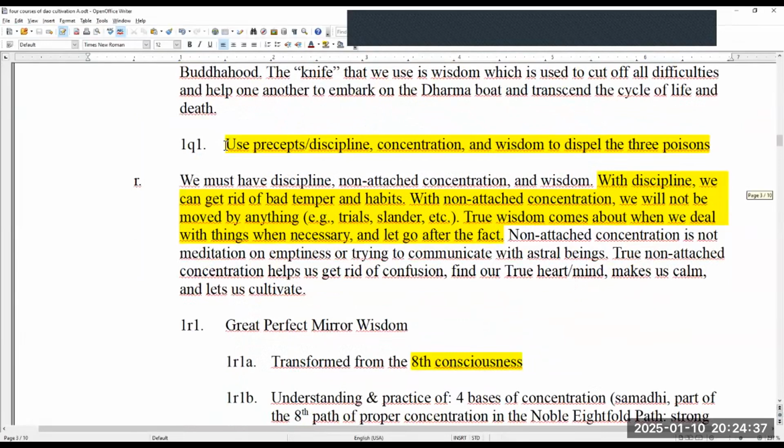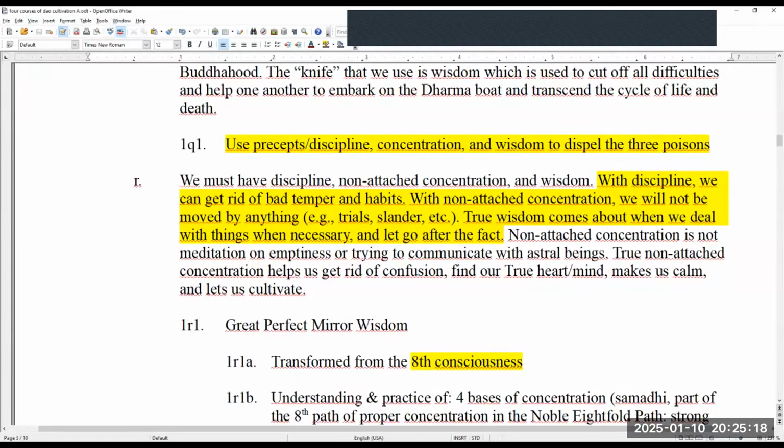So the important thing is that you need these precepts and disciplines, concentration and wisdom to be able to dispel not only the three poisons, but any other attachments that we have. With discipline, we must get rid of our bad temper and habits. With non-attached concentration, we will not be moved by anything else in the environment outside of us, whether it's trials and slanders, or other things. So we won't be moved by that, because that's the non-attached concentration.